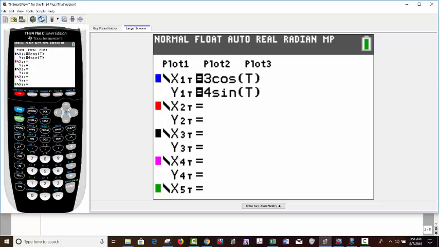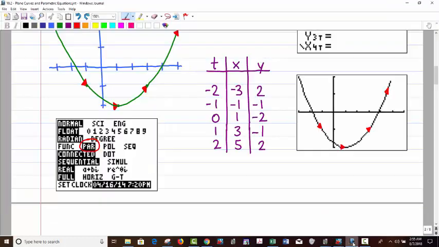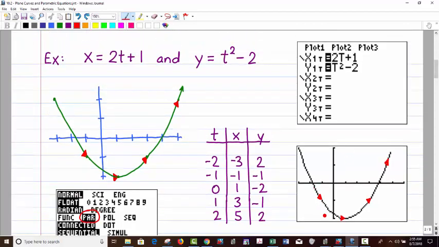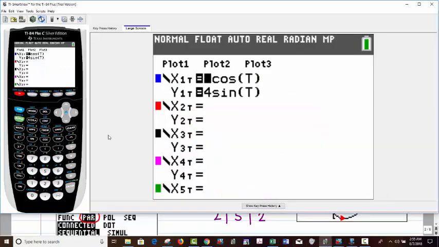The button right next to the alpha that you normally hit when you're putting in variable x, when you hit that same button here, it will now use t instead of x. So let me double check these. It's 2t plus 1 and t squared minus 2. So I'll go 2, and I'll hit where that x is. It'll now be t plus 1, t squared minus 2.